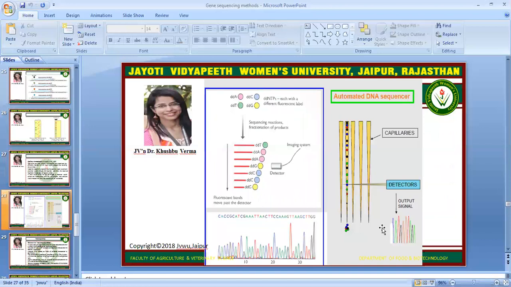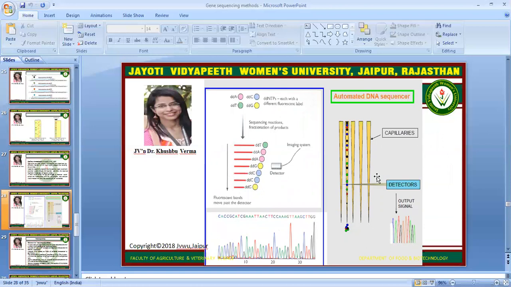Here we can see the diagram. There is a fluorescent label for ddA, here for ddC, here for ddT, and here for ddG. All ddNTPs are labeled with different fluorescent labels.